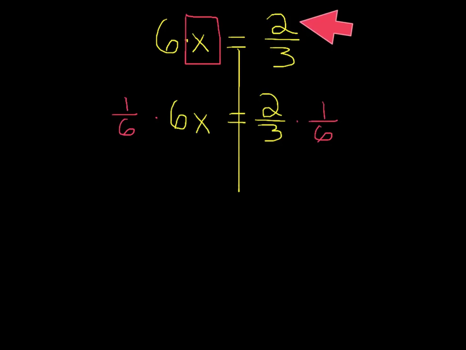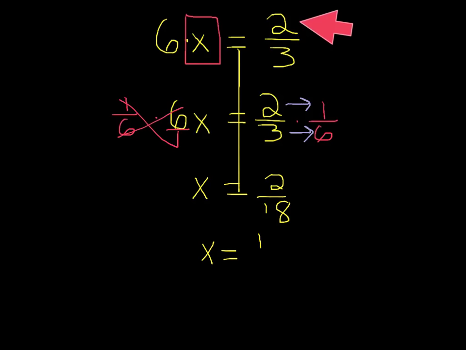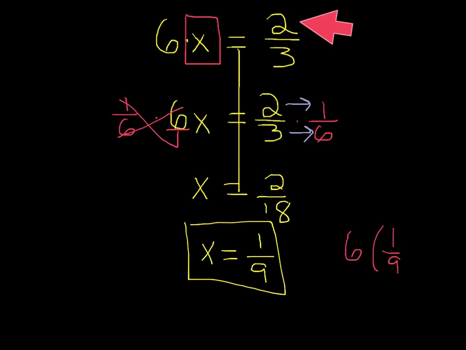I can do that because this 6 is really like 6 over 1. And then this 6 simplifies out. So x equals, multiply across 2 times 1 and 3 times 6. So I have 2 over 18, and that can simplify to x equals 1 over 9. And then don't forget to check. 6 times 1/9 equals 2/3.